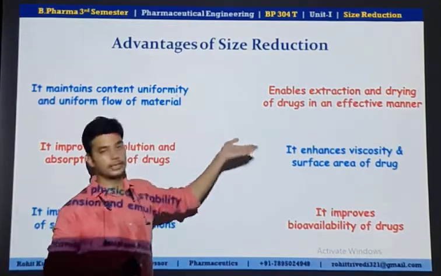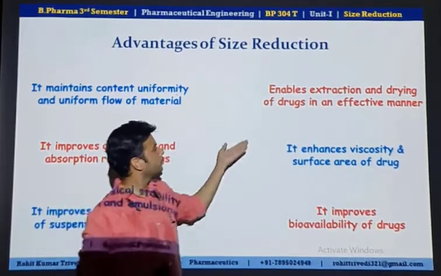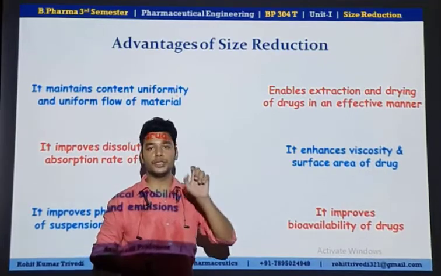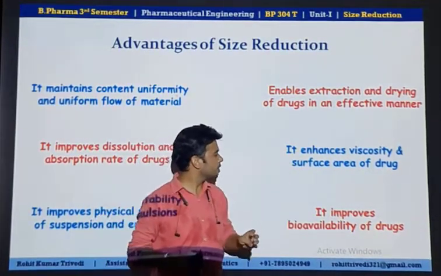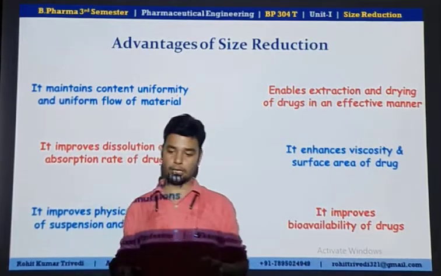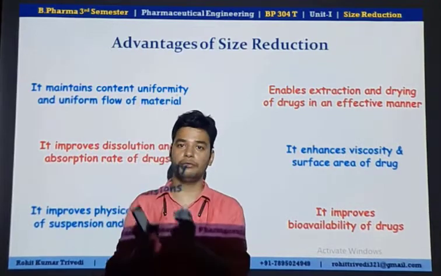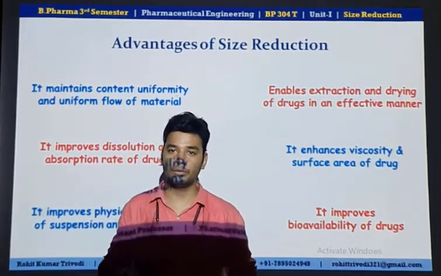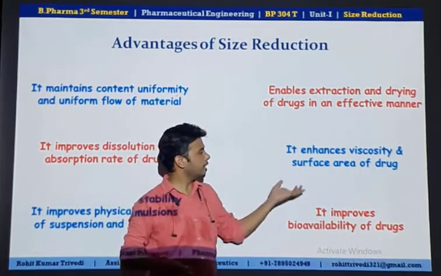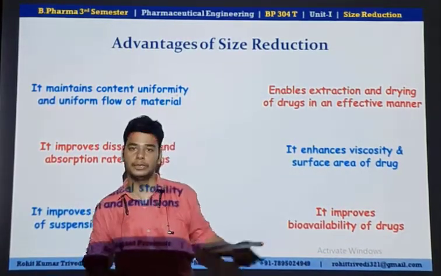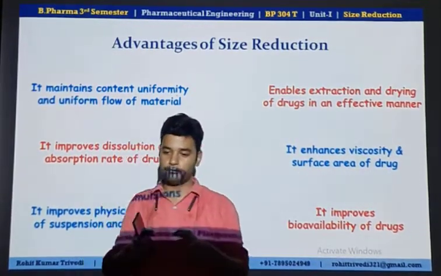And again, the drug will be dried if we are going through the process of drying. Obviously, drying will be quicker if we are using small size particles. Okay. Next, it enhances the viscosity and the surface area of the drug. If you are reducing the size, it will remain distributed for a longer duration, and it will reduce the flow property of that particular liquid, due to which the viscosity will be increased, and we can make viscous formulations like suspensions. The surface area will also be increased.